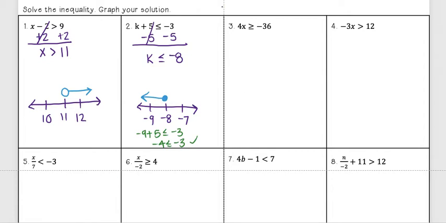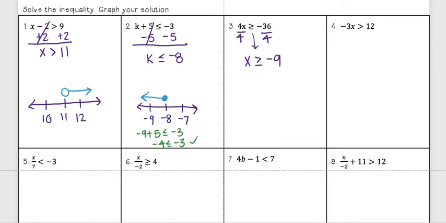Okay, let's try this next one. So now I have 4x is greater than or equal to negative 36. Since 4 is multiplying with that x, to move it to the other side, I just need to divide by 4. And so I get x is greater than or equal to, because again I just carry that inequality down, negative 36 divided by 4, I get negative 9.